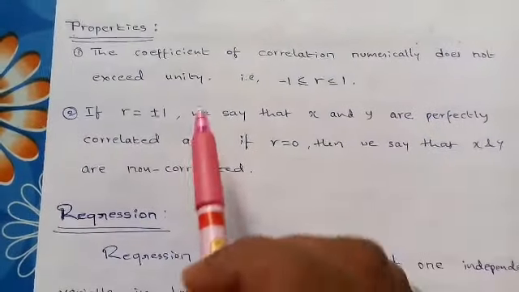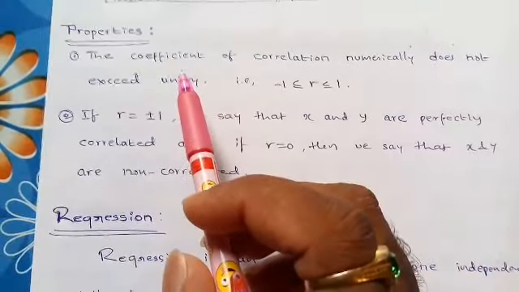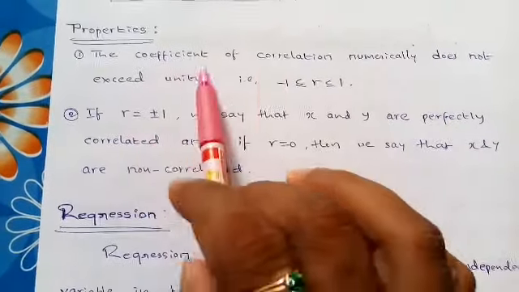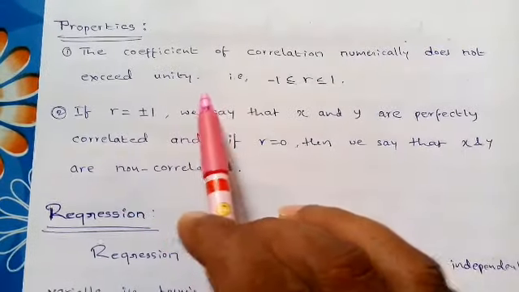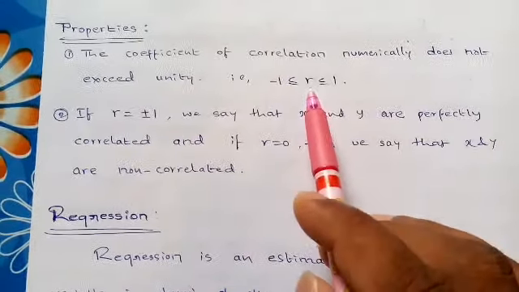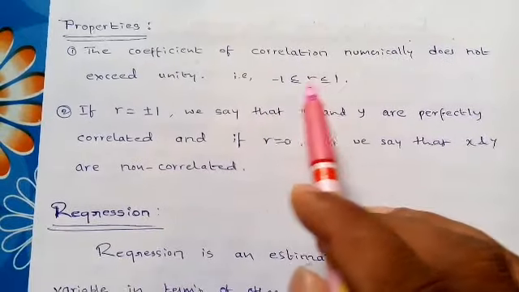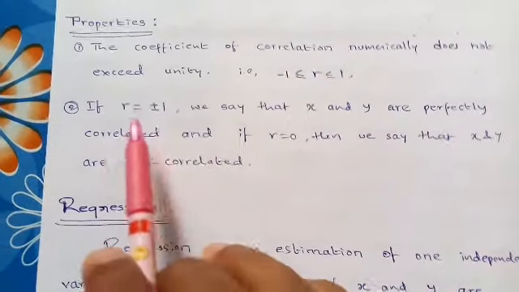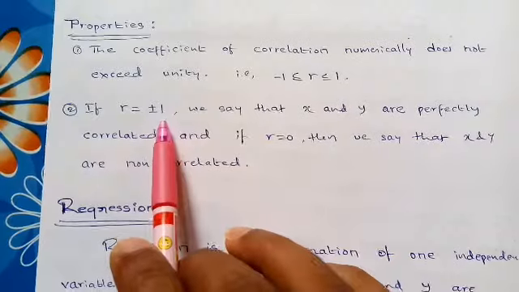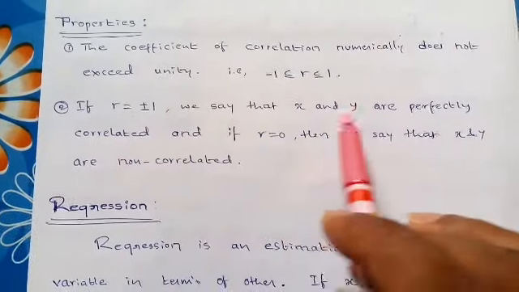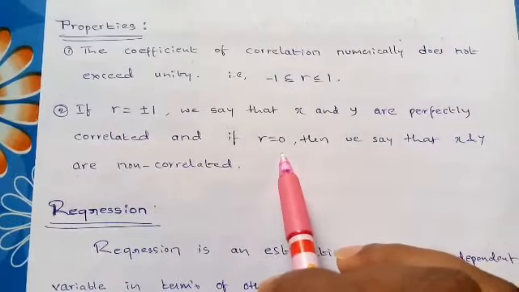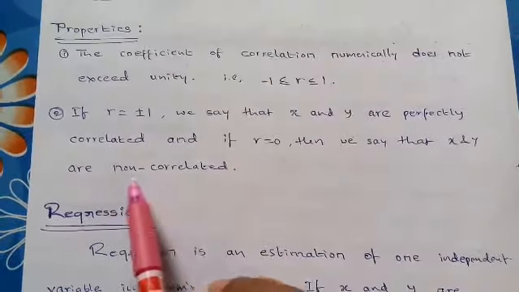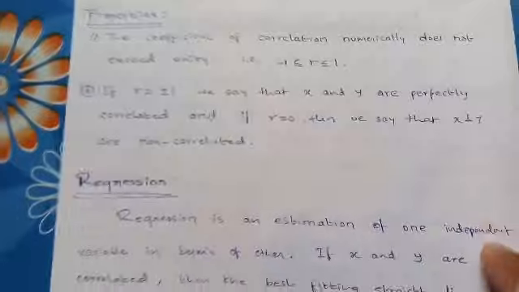Next, there are two properties of the correlation coefficient. Here, the coefficient of correlation numerically does not exceed unity. It means that the value of correlation is between -1 and +1. If r equals -1 or +1, we say that x and y are perfectly correlated. And if r equals 0, then we say that x and y are non-correlated.